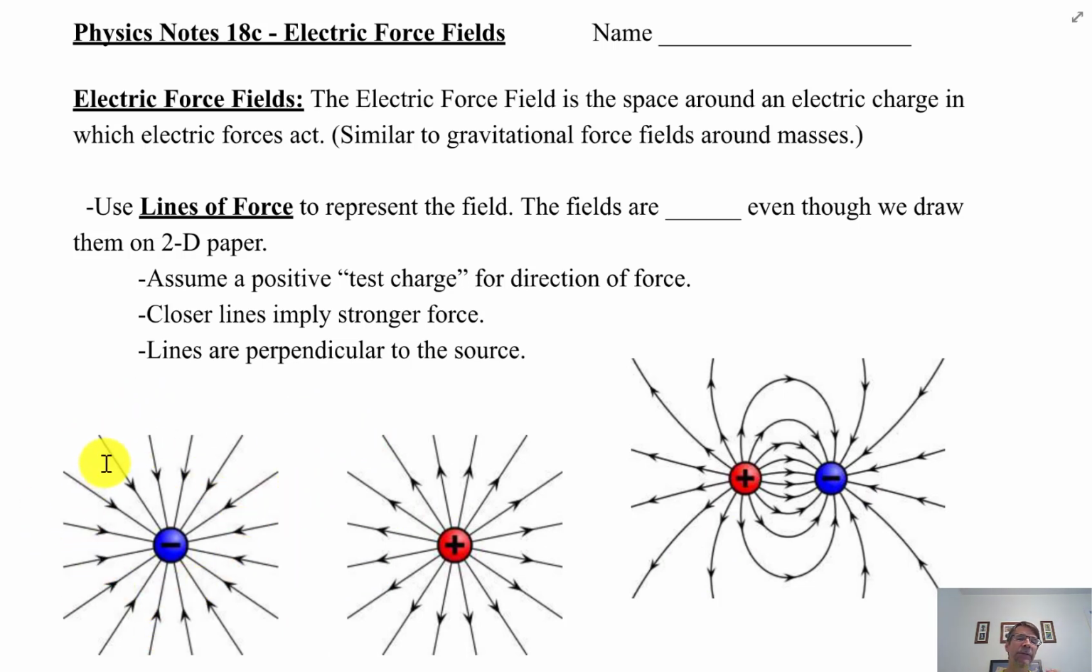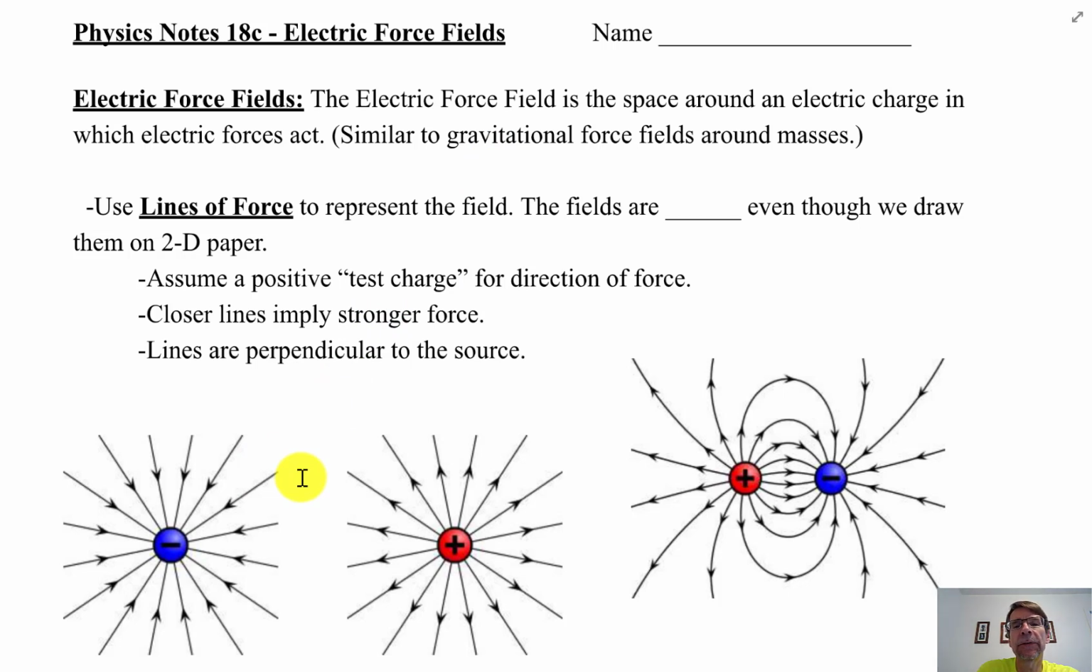This represents the electric force field around that electron. It'll attract positive charges. It'll repel negative charges because like charges repel. But we use these lines of force. Now let's talk about these lines of force. And we didn't really emphasize it much with gravitational force fields, but it's the same principle. So we use these lines of force to represent the field.